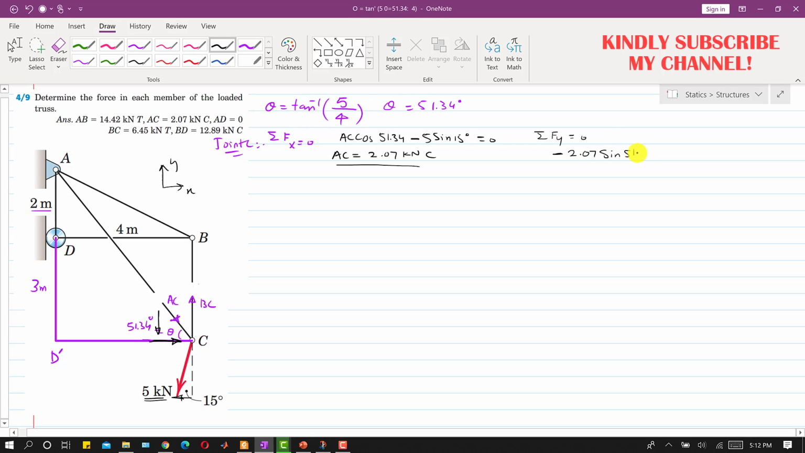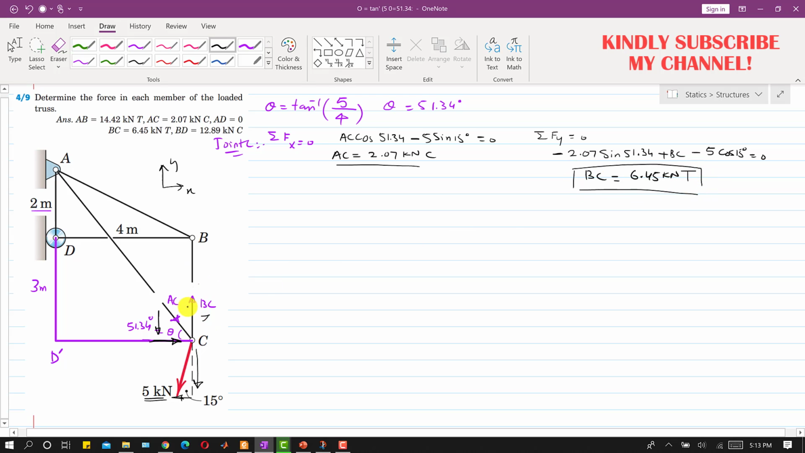Similarly, if we apply the summation of forces along y equals 0, this AC component is acting in the negative y direction, so I will write minus, and this is the sine component of AC, and AC is now 2.07 sine of 51.34 degrees. This BC force is acting in the positive y direction, so I will write plus BC. Similarly, this 5 kilonewton force will have one component in this direction, acting in the negative y direction, so we will write minus, and that is the cos component, so 5 cos of 15 degrees equals 0. When we solve this, BC comes out to be 6.45 kilonewton, and since this BC force is acting away from this joint C, this means that this is the tension force.